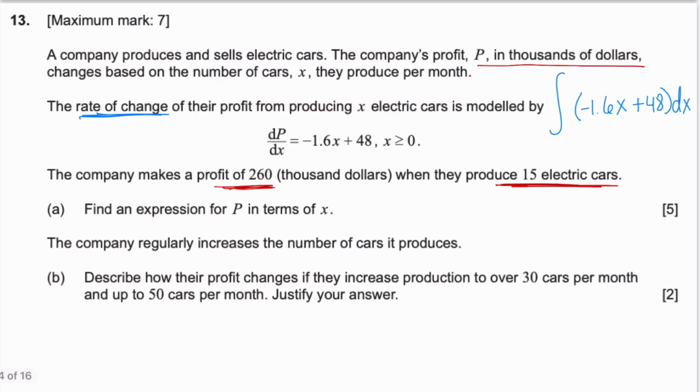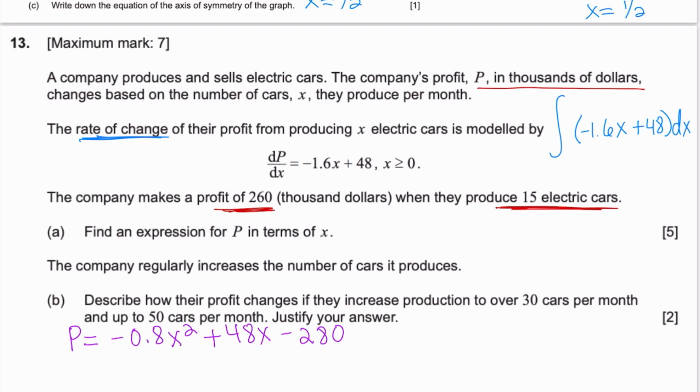For part B, the company regularly increases the number of cars it produces. Describe how their profit changes if they increase production to over 30 cars per month and up to 50 cars per month. Justify your answer. Now that we have the profit equation, we can figure out what happens when they produce 30 cars and when they produce 50 cars.